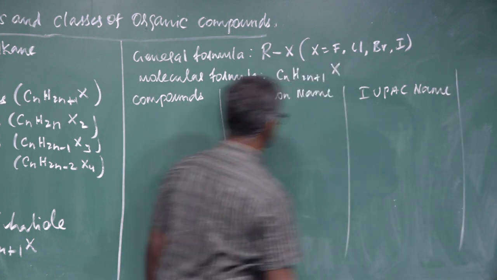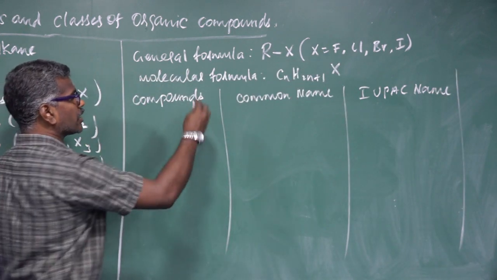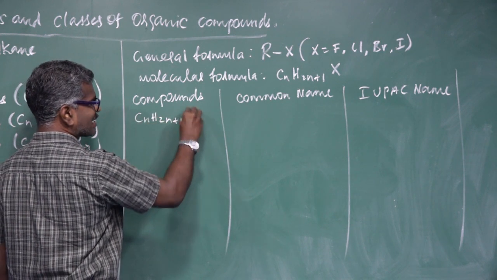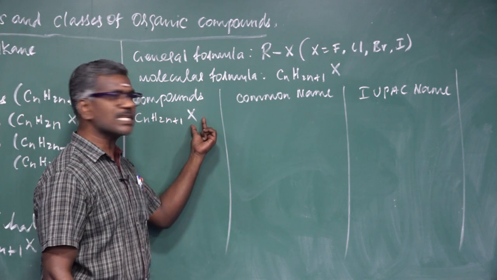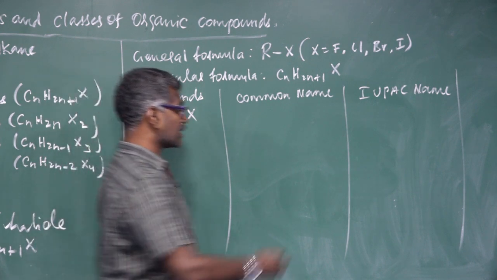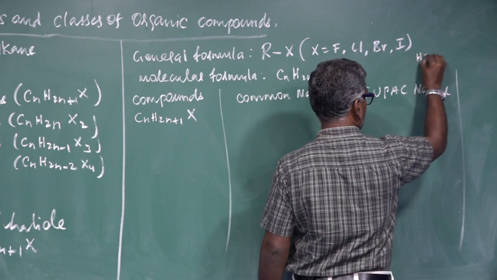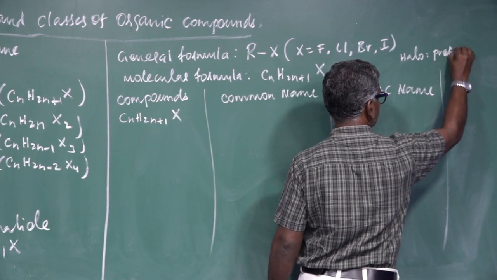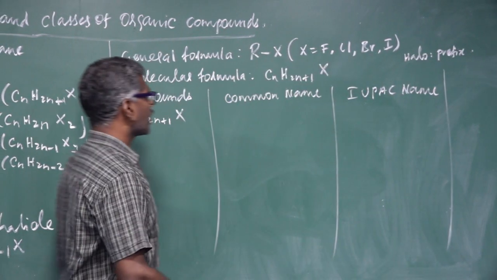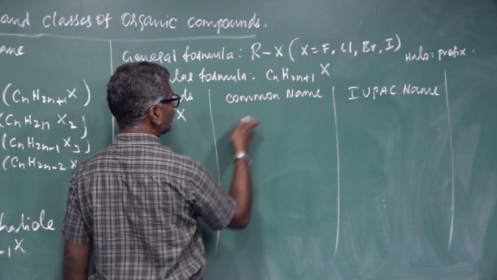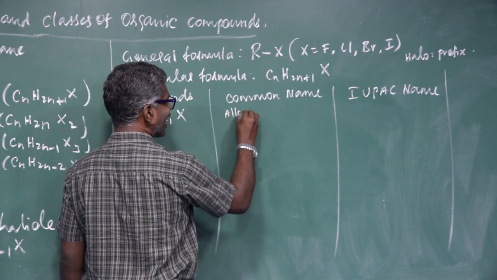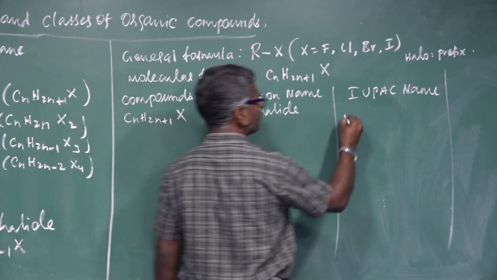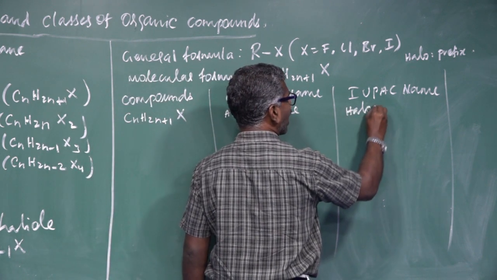What is the molecular formula? CnH2n+1X, where X is a halogen. Halogen is a prefix, that is halo. Common name: these are alkyl groups, alkyl halide. IUPAC name: haloalkane.